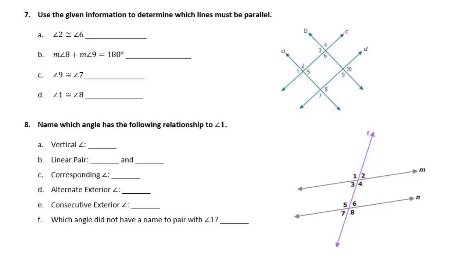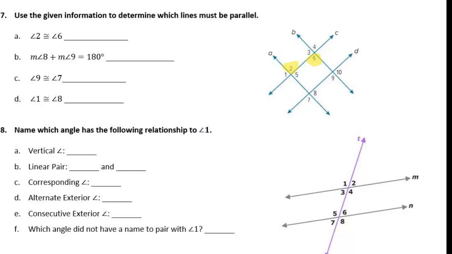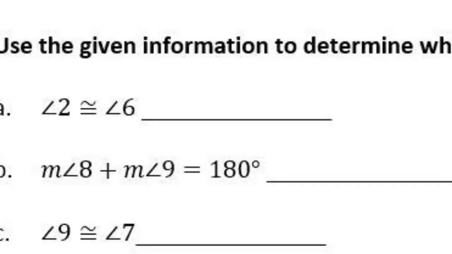Number 7, use the given information to determine which lines must be parallel. All right, so the first thing they have is angle 2, this one here, is congruent to angle 6. What line do they both touch? They both touch C, so I don't need to look at this at all. So what would the two parallel lines have to be? A and B.